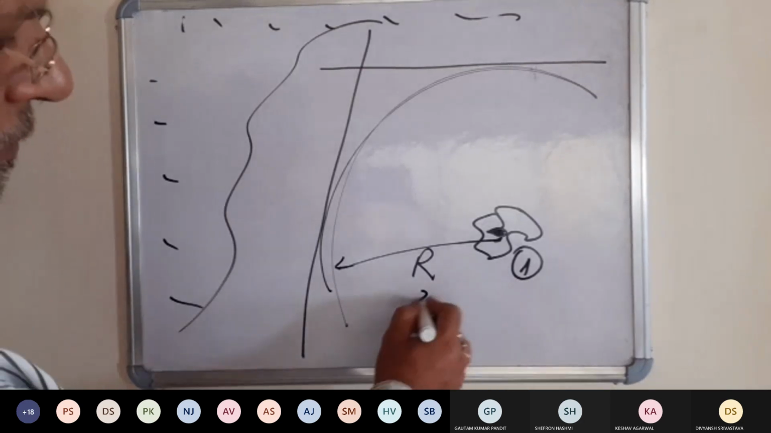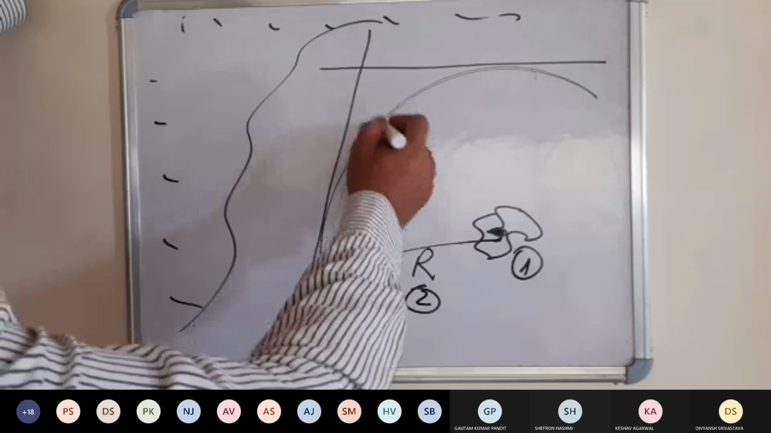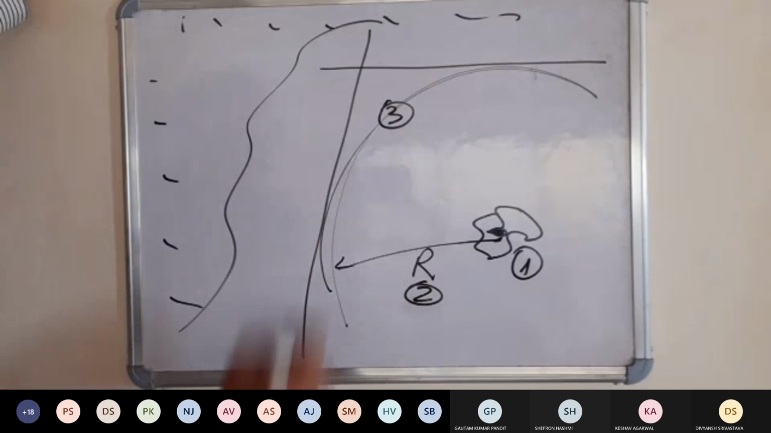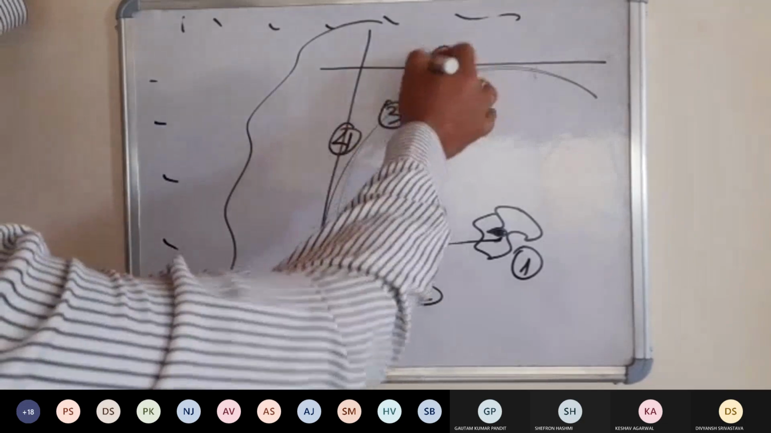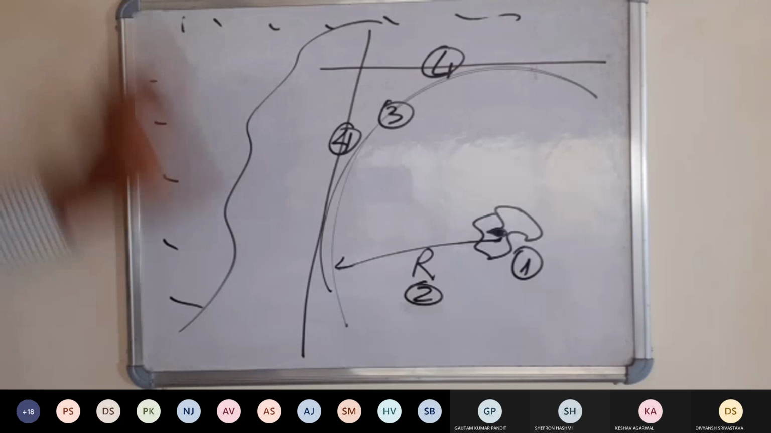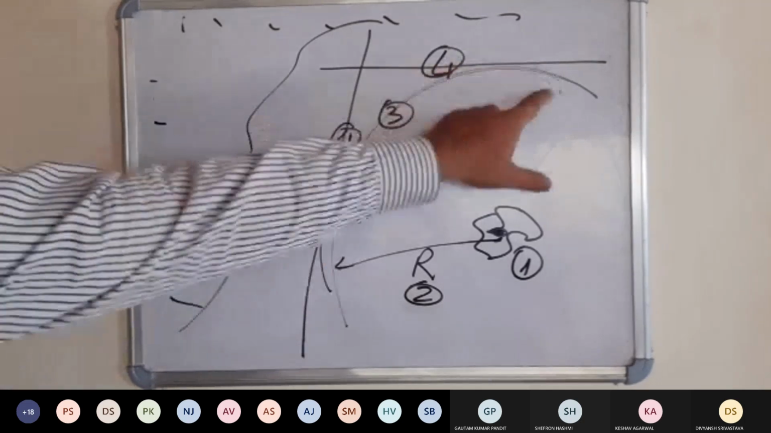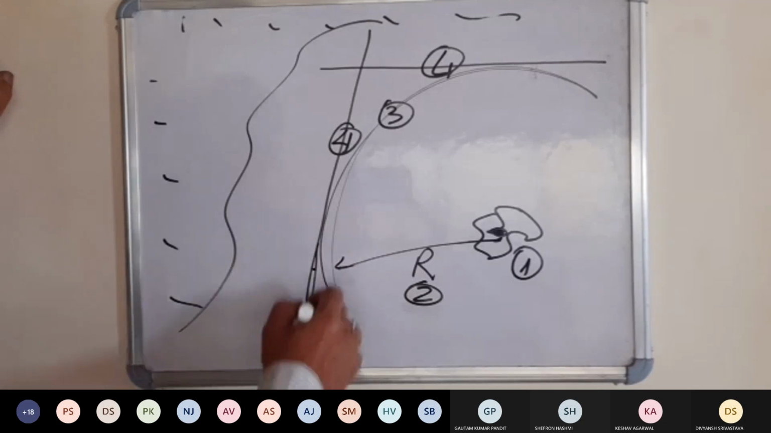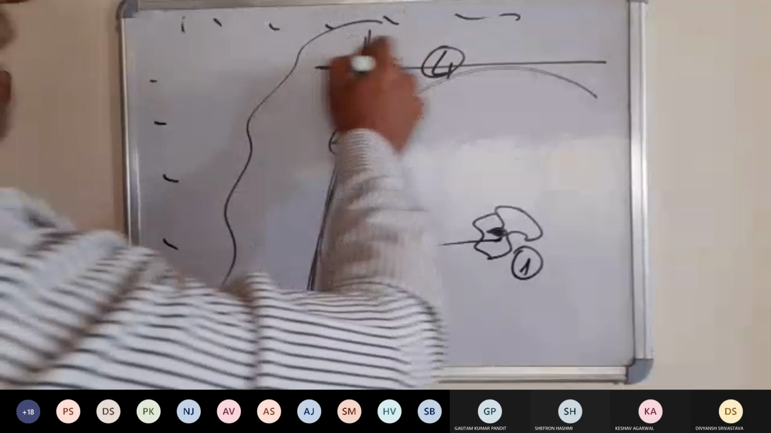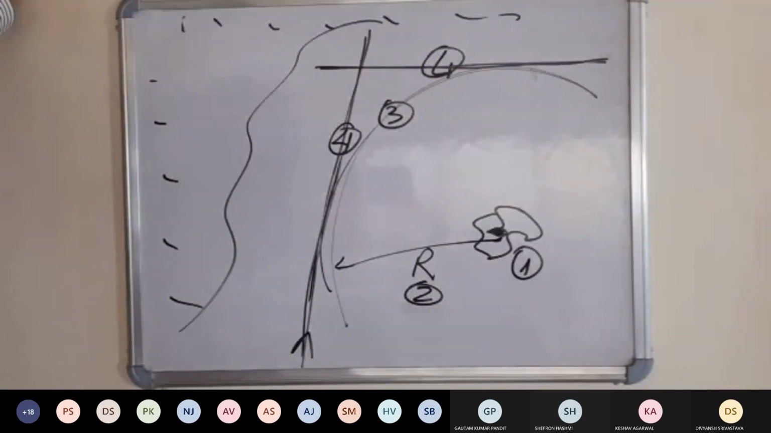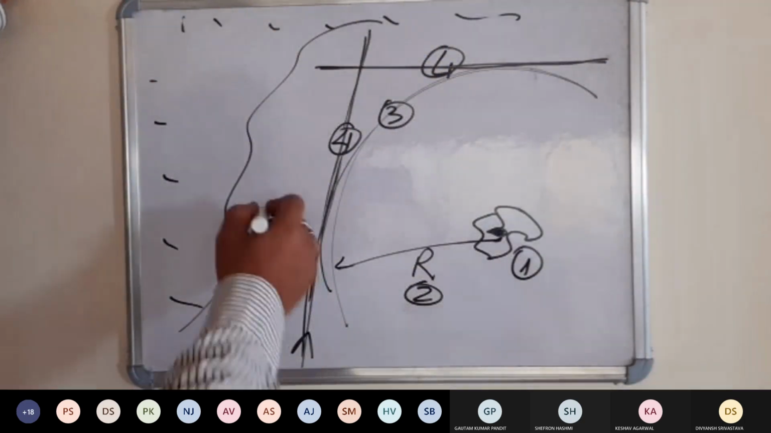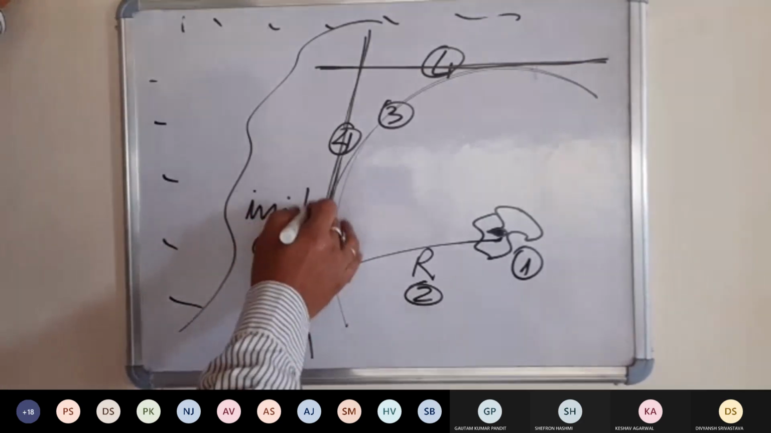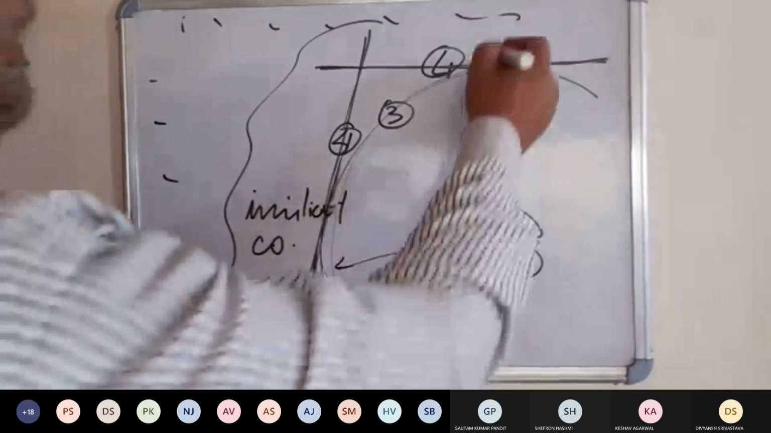So 1, 2, that is deciding the radius, 2, 3 is making an arc, then 4, draw the initial and final course passing tangential to the arc. So you have drawn the course tangential to the circle. So this is your initial course. And this is your final course.